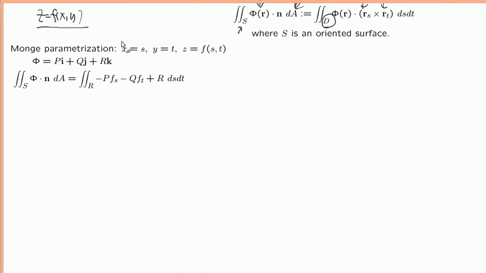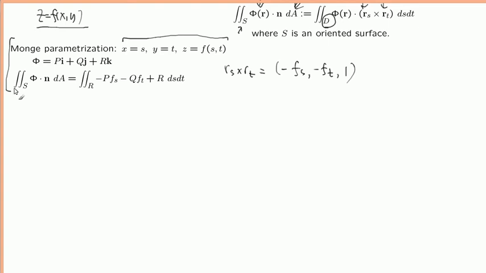If you play with this Monge parameterization, it turns out the calculation of RS cross RT is always the same, and you don't want to repeat that over and over. It turns out this is negative FS, negative FT, comma 1. You probably remember this from the homework, and this is always the way it is, especially the z component being 1. So if you dot it with this, you get negative P FS, negative FT times Q, 1 times R. I want you to remember this formula.